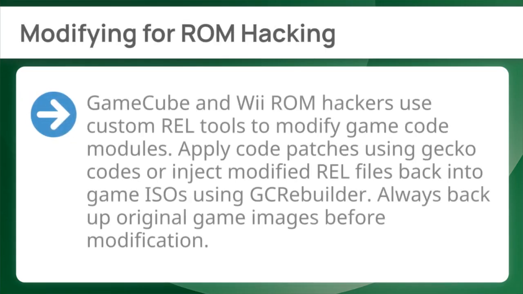Finally, modifying for ROM hacking. GameCube and Wii ROM hackers use custom REL tools to modify game code modules, apply code patches using Gecko codes, or inject modified REL files back into game ISOs using GCRebuilder. Always back up original game images before modification.